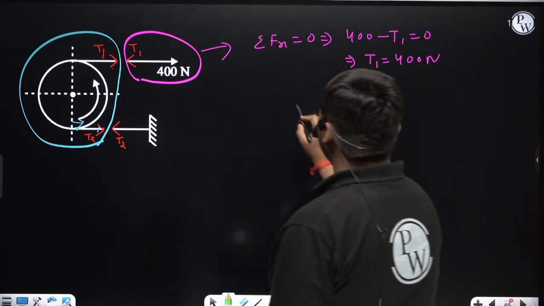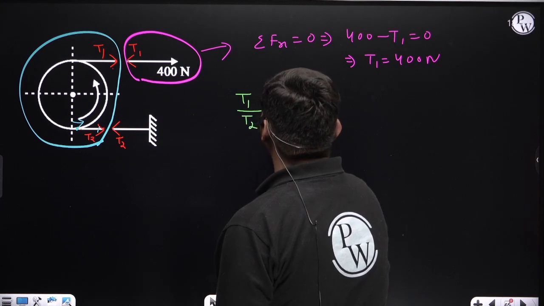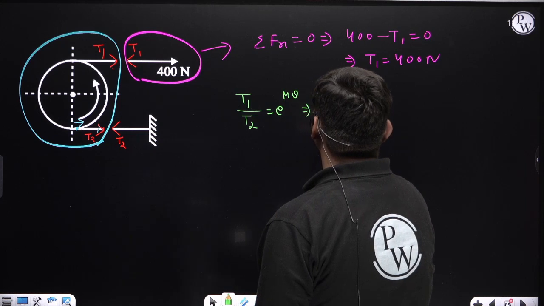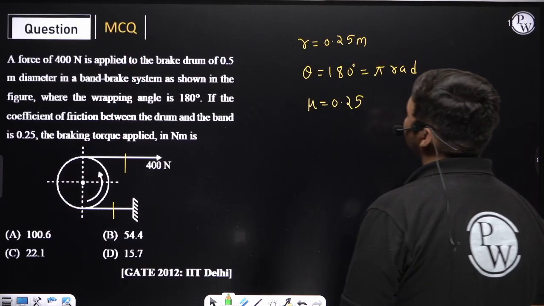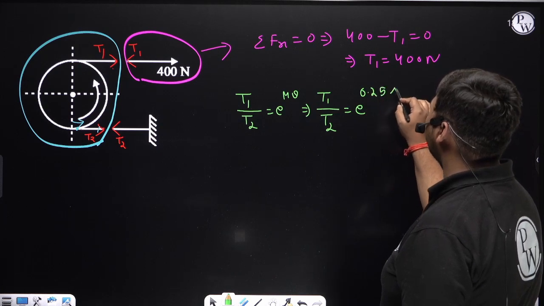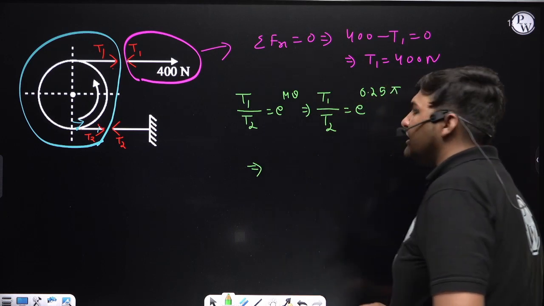T1 by T2 will be equal to e to the power mu theta. Now T1 by T2 will be equal to e to the power mu. Mu is the coefficient of friction, which is 0.25, and theta is the angle of contact, which is pi. So from this relation we get the relation between T1 and T2.